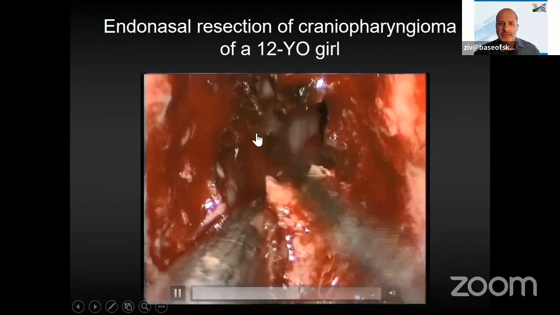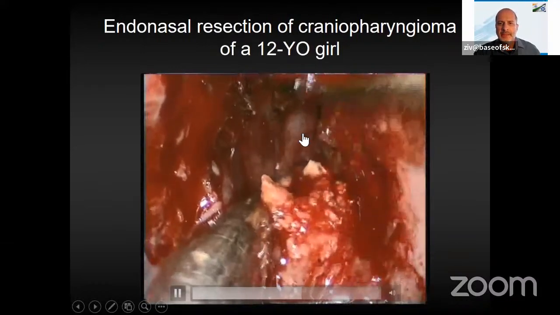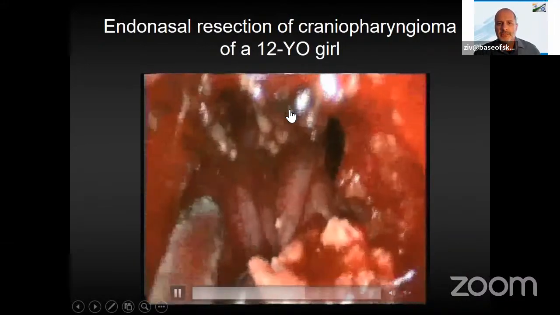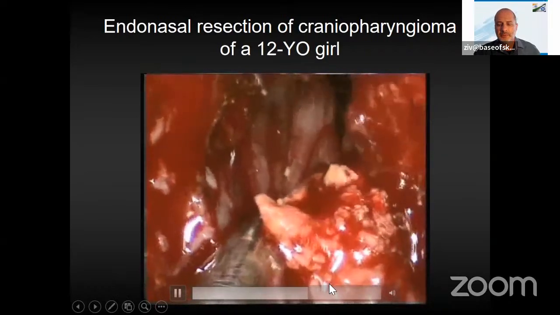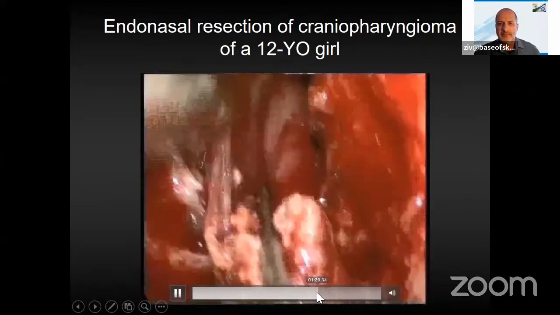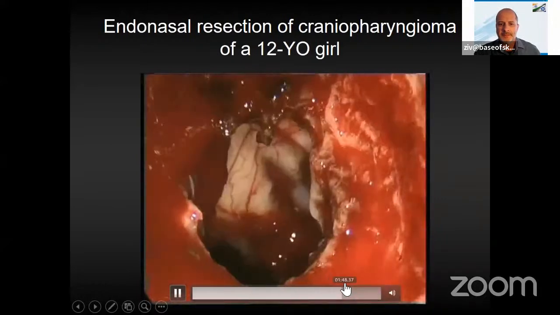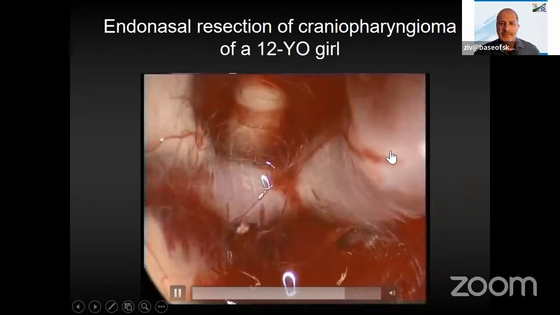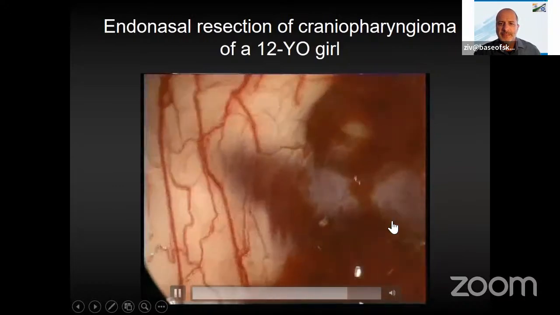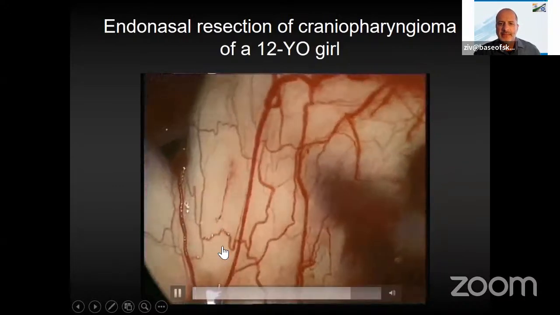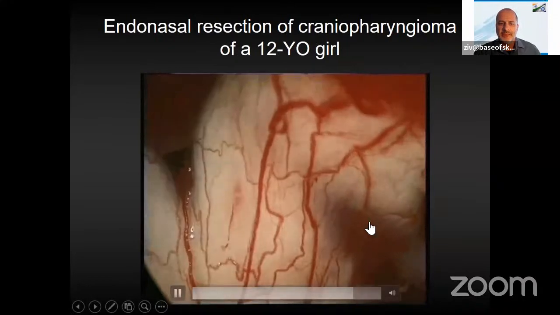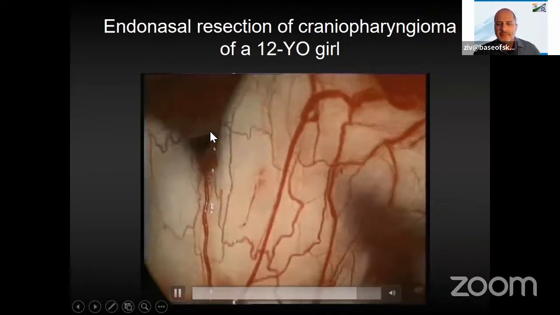Further exposure. The tumor is slowly peeled and removed from the brain parenchyma. And you can see here the brain, this is the internal carotid artery, medial and lateral. This is the optic chiasm and optic nerve, and the acorn is shown here.